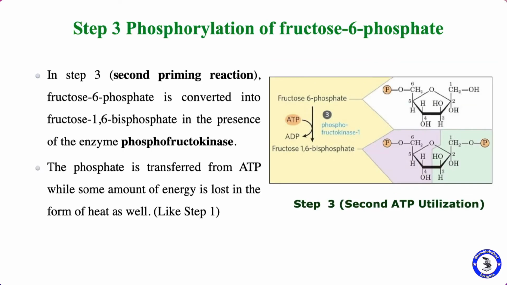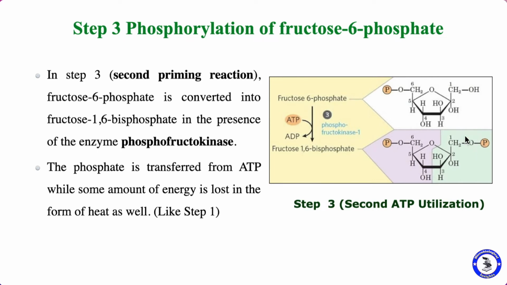Let's move on to step 3. Step 3 is the phosphorylation of fructose-6-phosphate, and this is the second priming reaction. So what happens in this reaction? The second ATP molecule is utilized in this step. You can write the structure of fructose-6-phosphate here, and the fructose-6-phosphate is converted into fructose 1,6-bisphosphate.